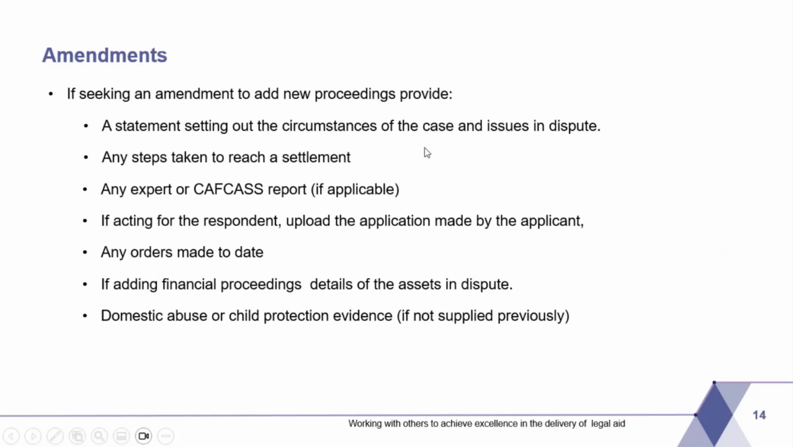We'll now move on to amendments to existing certificates. If you're seeking an amendment to add new proceedings, provide us with a statement setting out the circumstances of the case and issues in dispute, any steps taken to reach a settlement, any expert or CAFCASS report, if applicable. If you're acting for a respondent, provide us with a copy of the application made by the other side, any orders made to date, and if adding financial proceedings, details of the assets in dispute. If not supplied previously, we will require the domestic abuse or child protection evidence you're relying on to bring the proceedings into scope.